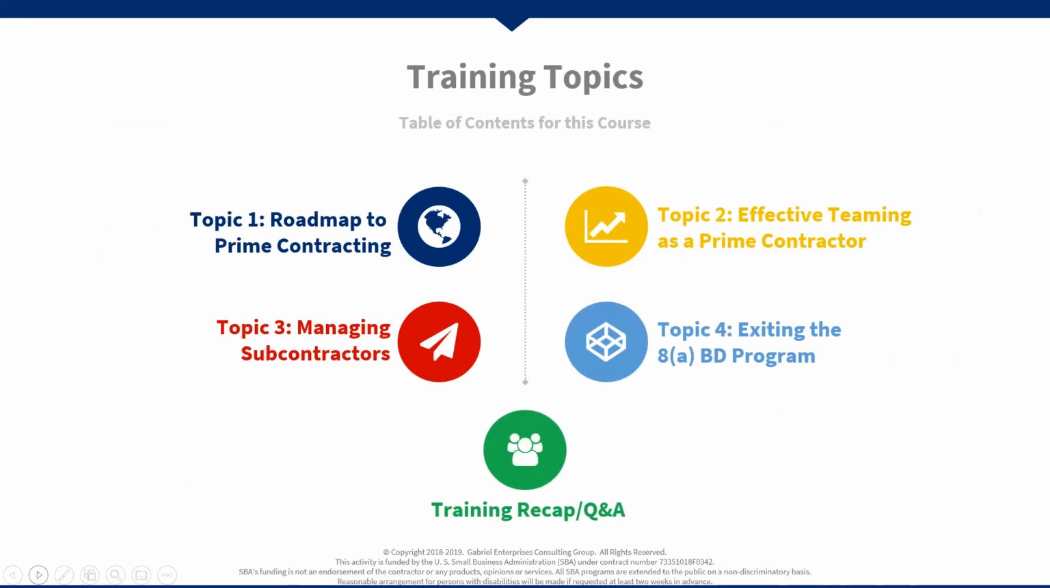All right, a quick look at the topics. So first we'll look at a roadmap to prime contracting. Then we'll talk about how you can do effective teaming as a prime contractor. And then we'll get into the processes, procedures, and leading practices involved in managing subcontractors. And then we'll consider how your portfolio of teaming partners can help you position to exit the 8A program. And with that, I'm going to go ahead and turn it over to Shane to introduce himself and talk to you about the roadmap to prime contracting.